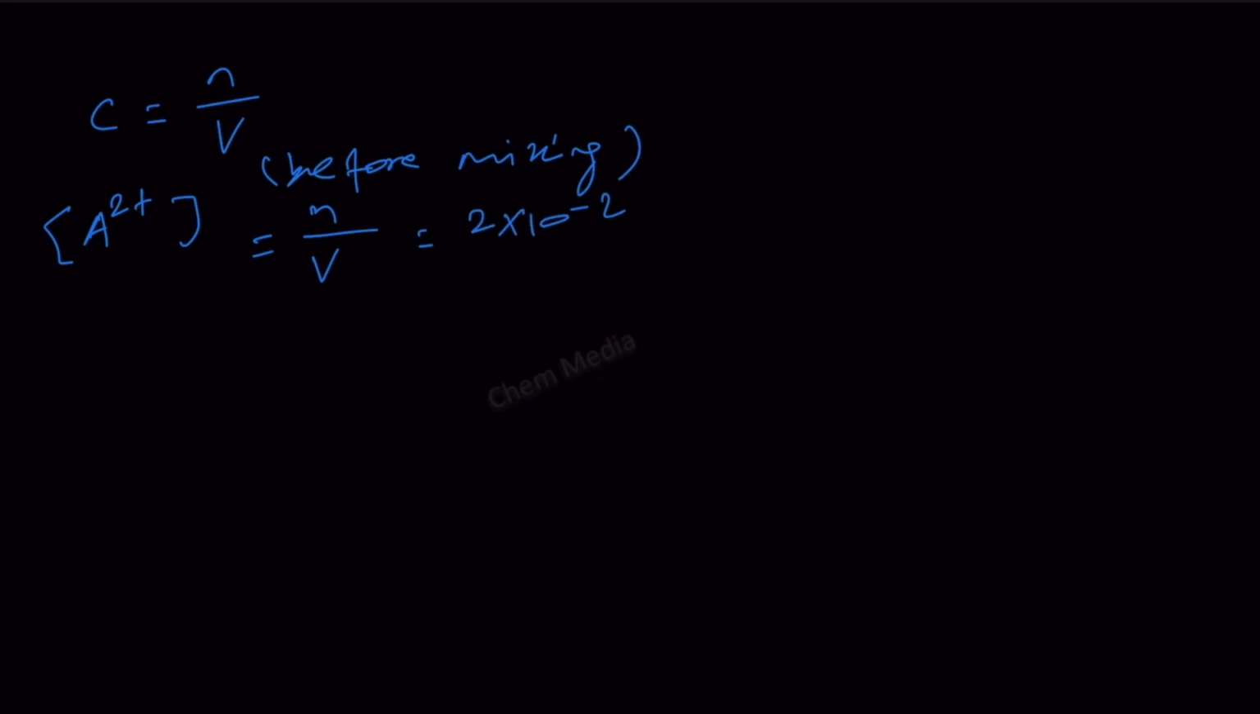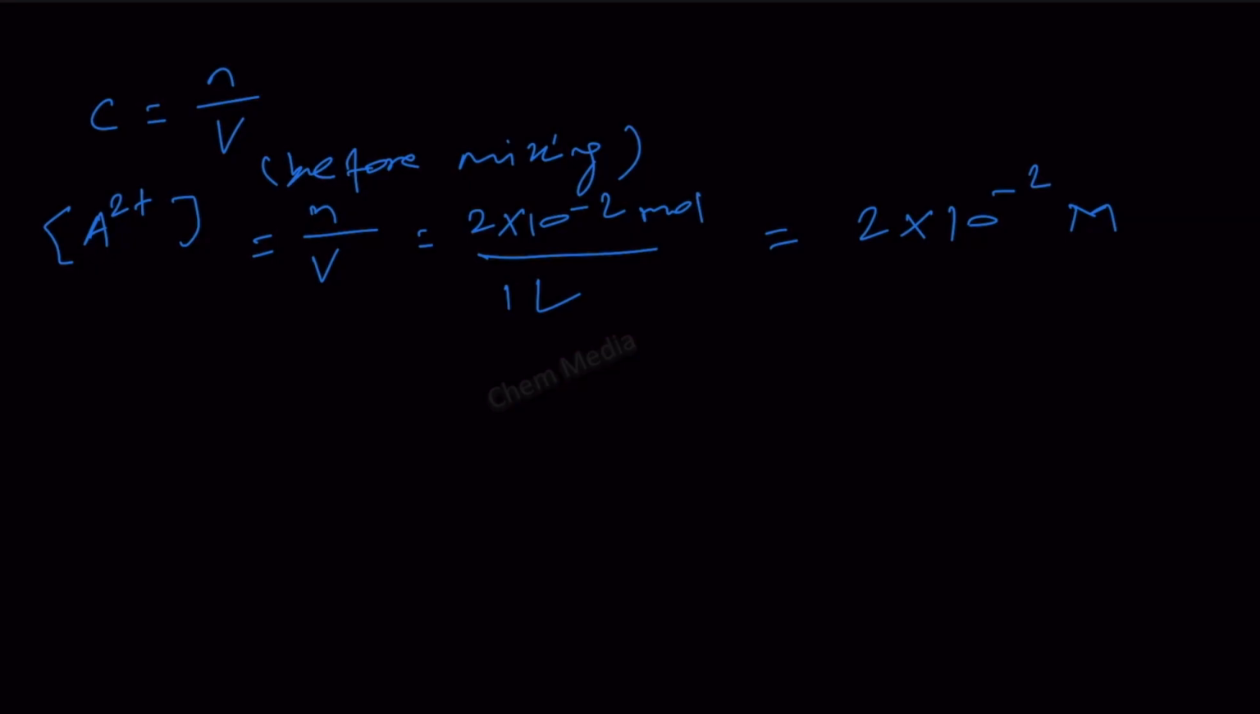So, let us say if we are measuring the concentration of A2 plus before mixing, then how can we write that? We can say this is number of moles divided by volume. So, let us say number of moles is 2 times 10 to the power minus 2 divided by volume is 1 liter, let us say. So, that is how we get 2 times 10 to the power minus 2 molar, isn't it? Mole per liter, we write it as capital M.